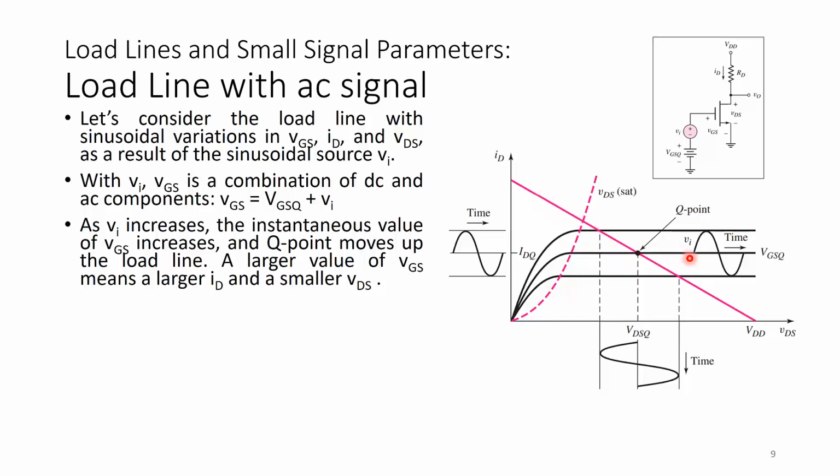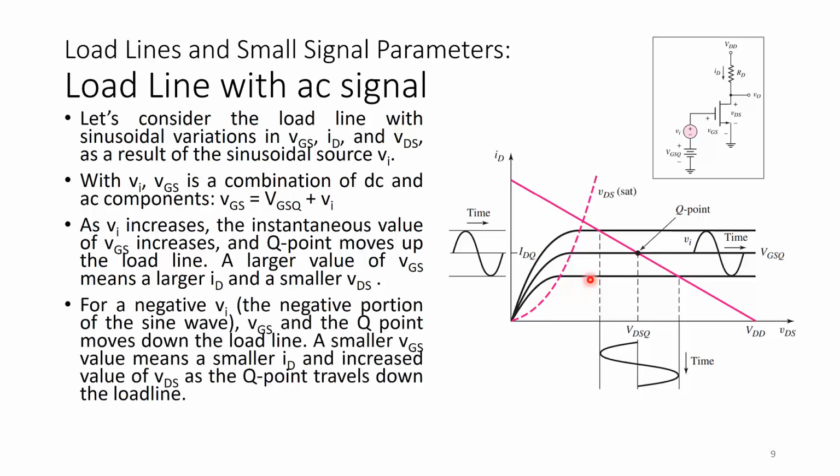A larger value of VGS means a larger ID and a smaller VDS. A larger value of VGS means a larger value of ID, because when VGS rises, it means this Q point is going up on this load line. As VGS increases, ID also increases, but it's going against the increase of VDS, so it's decreasing VDS. So a larger value of VGS means a larger ID and a smaller VDS.